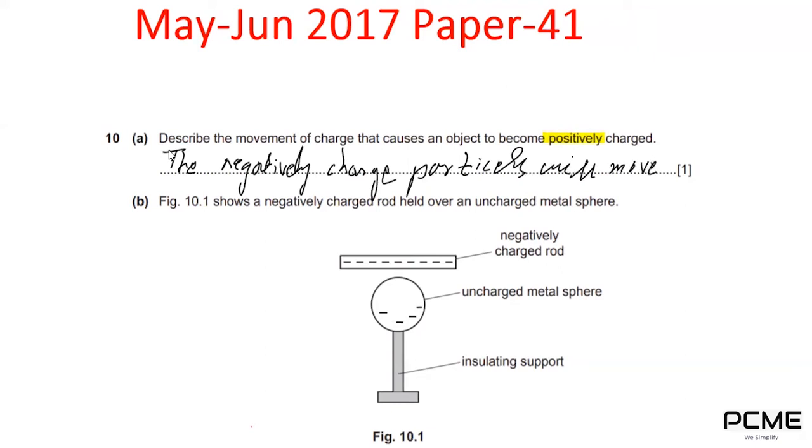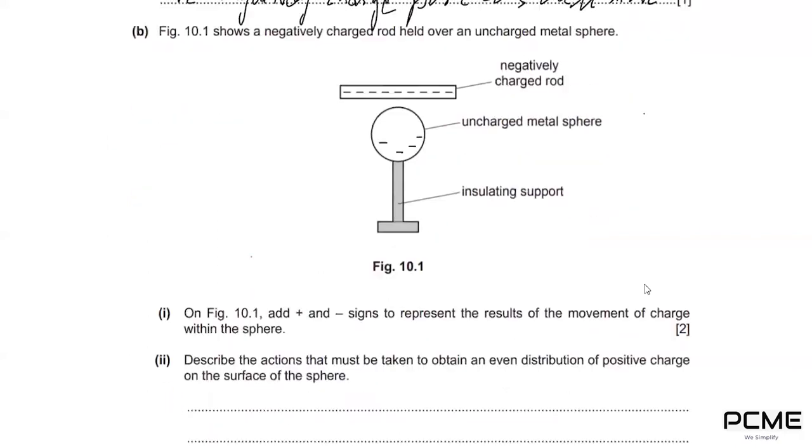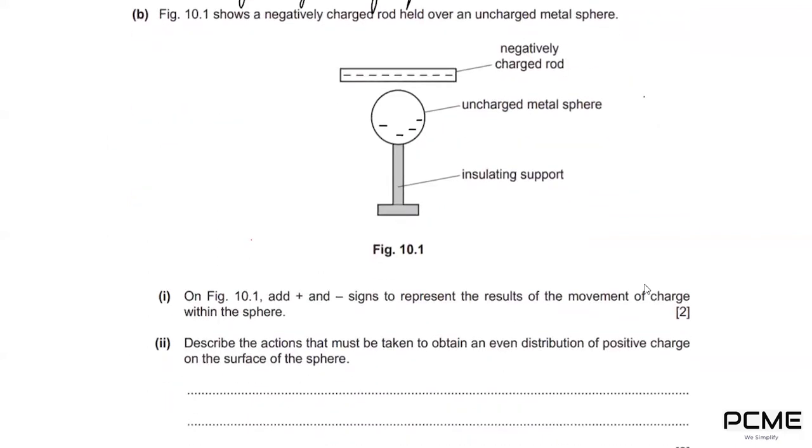Next up, figure 10.1 shows a negatively charged rod which is held over an uncharged metal sphere, as you can see here. Now, the first part of the question is, on figure 10.1, add positive and negative signs to represent the result of the movement of the charge within the sphere.